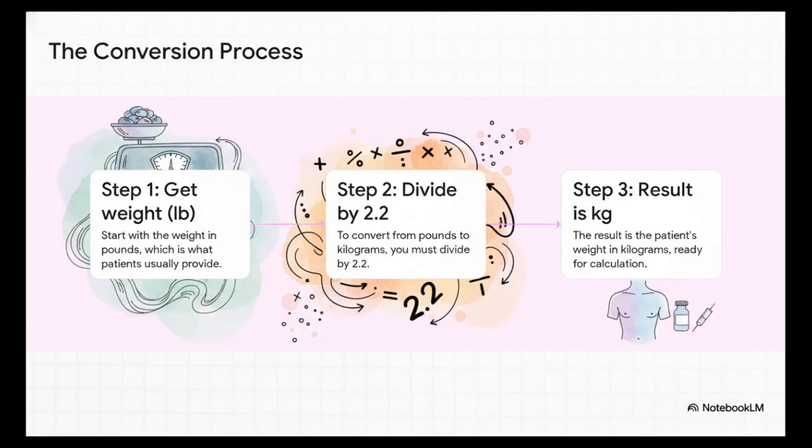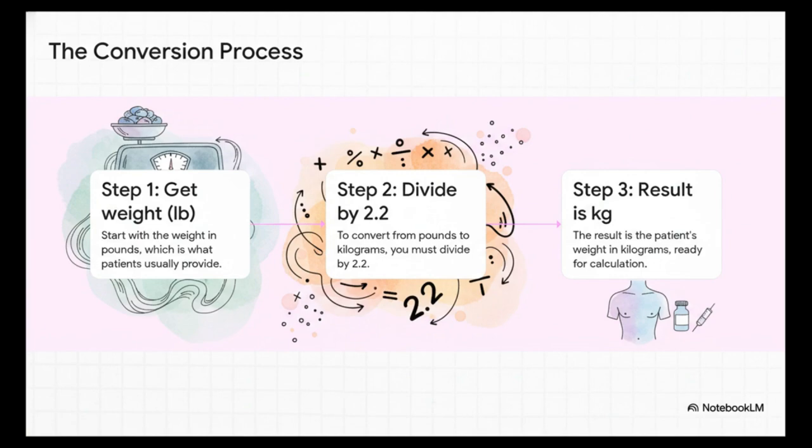The process itself is actually very simple. It's just 3 steps. Step 1, you're going to take the weight in pounds. Whether it's off a scale, whether it's from the patient, whatever, you get the pounds. Step 2, divide pounds by 2.2. Divide pounds by 2.2, and boom. Step 3, you've got the weight in kilograms, and you are all ready to proceed with your calculations. That's all there is to it, seriously.